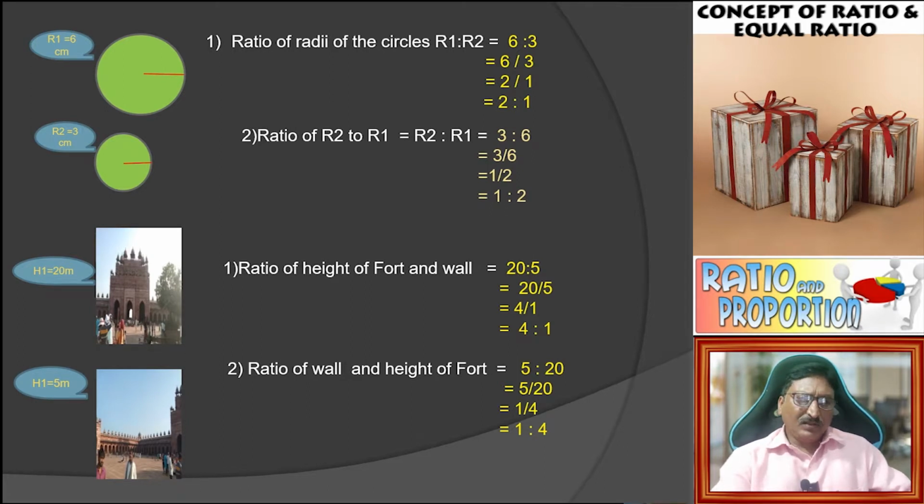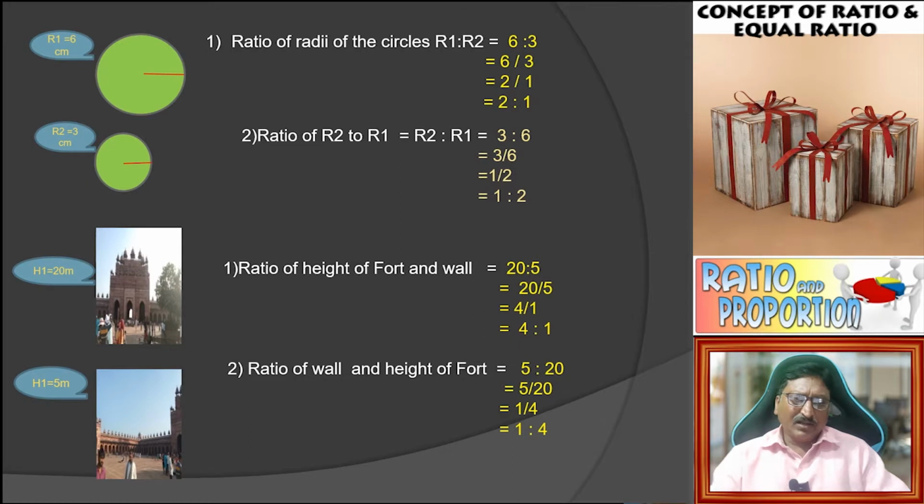Similarly, there is given the height of a fort and height of a wall. Now we will see the ratio of height of fort to the height of wall. That's height of fort is 20 meter and height of wall is 5 meter. The ratio will be 20 is to 5. It can be written as 20 upon 5. Divide both the numerator and denominator by 5. We will get the reduced value 4 upon 1. And it is written as 4 is to 1.